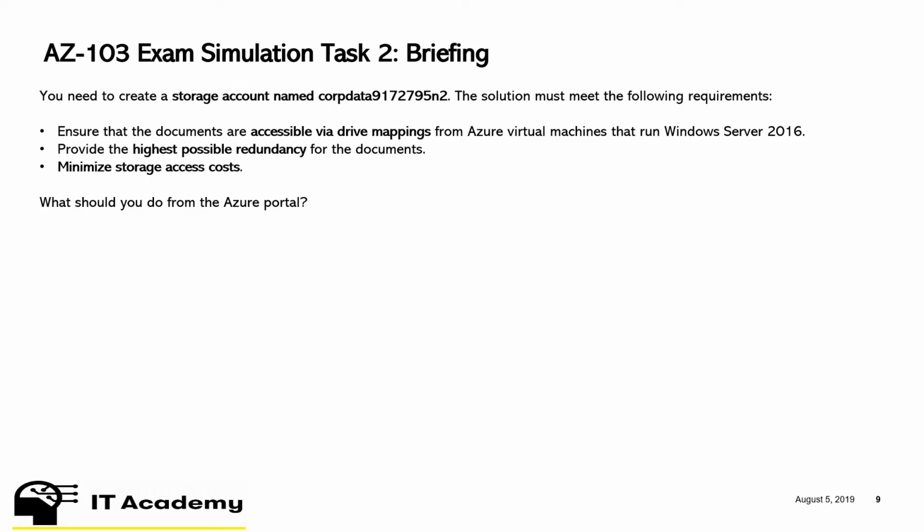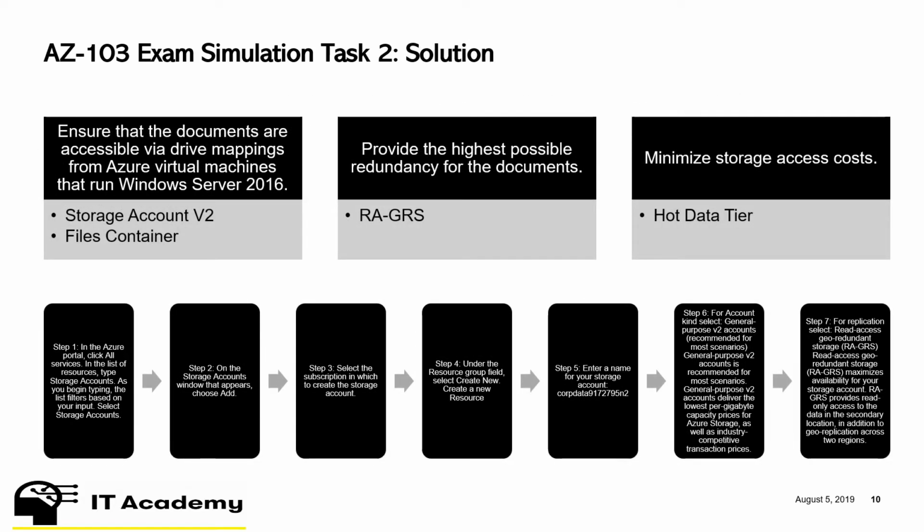Okay, well, let's break this question down and move through it. Looking back through those requirements, the first one was ensure that documents are accessible via drive mappings from the Azure virtual machines that run Windows Server 2016. Now that tells me that I want to be using the latest version of storage accounts, so I would default to using a storage account v2 anyway, unless there was some kind of requirement telling me to use one of the other types. The other thing that question is telling me is that I need to create a file container within that storage account.